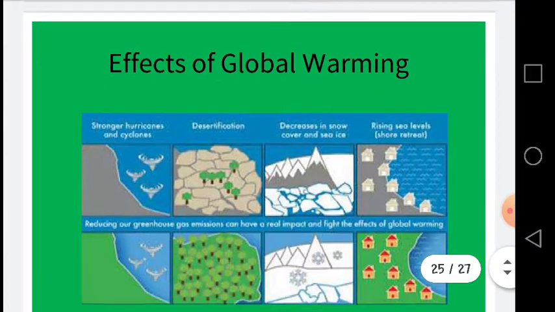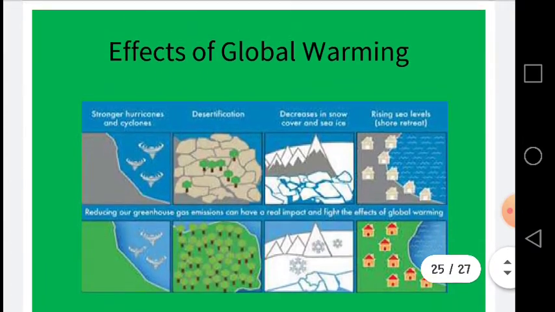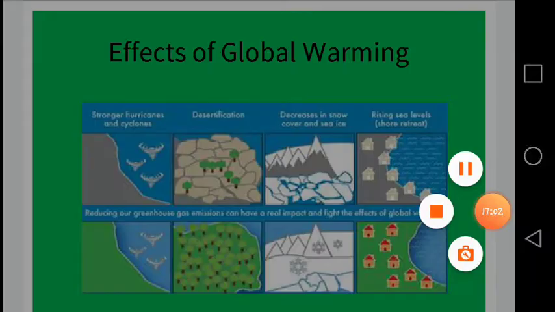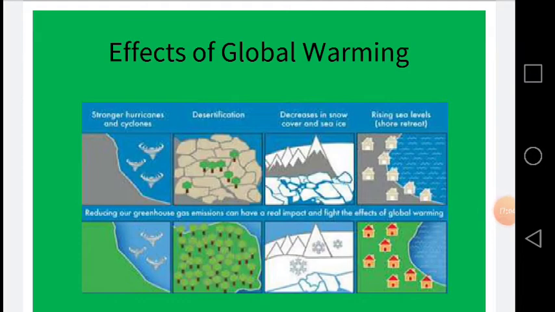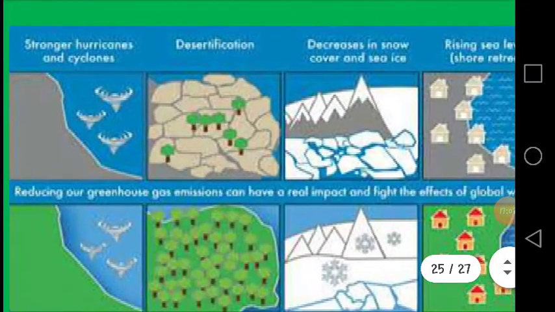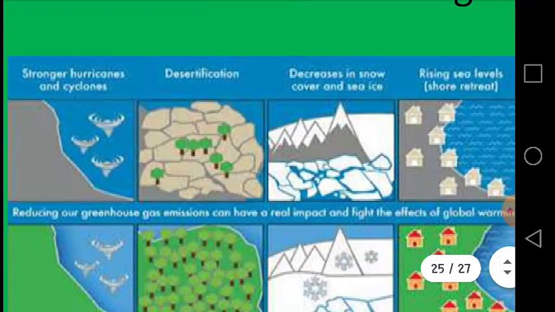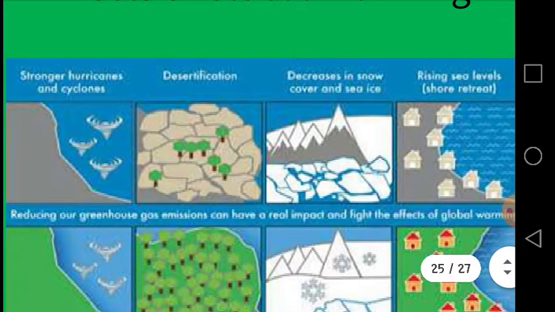What are the effects of these greenhouse gases on global warming? Now we can see from this diagram stronger hurricanes and cyclones which we are facing nowadays. You hear many news reports about cyclones coming in different parts of the world and destroying major coastal areas and other areas of this earth.